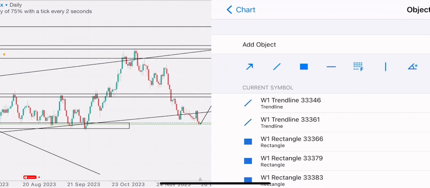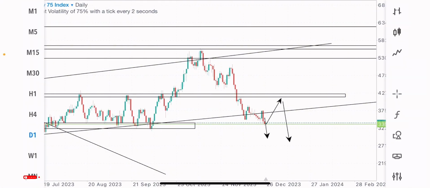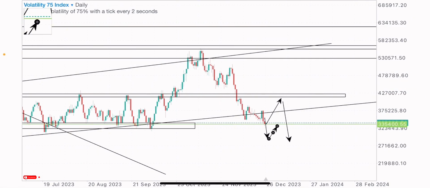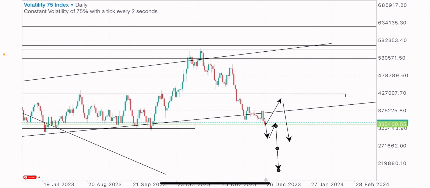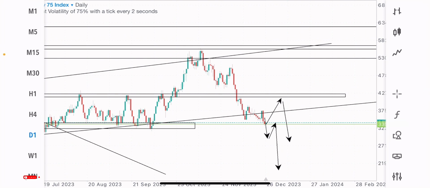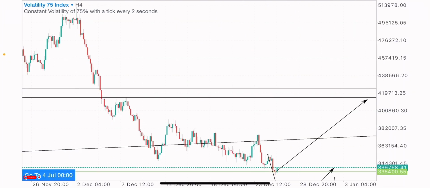Break of this level of support, a retest on it, a break here, a retest at this point, retest at this zone, then we get the sells to the downside, right? These are my expectations on this index. So on the 4-hour time frame, what do we expect of this index?